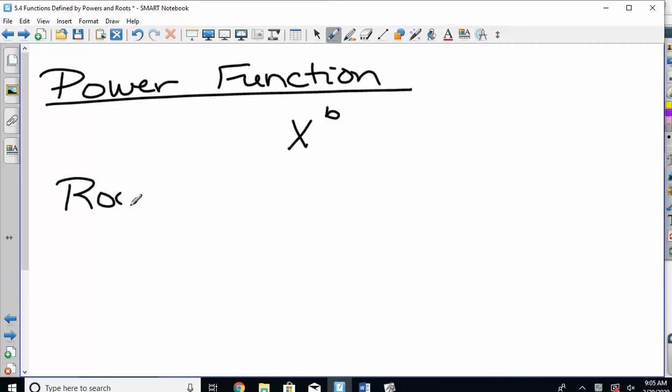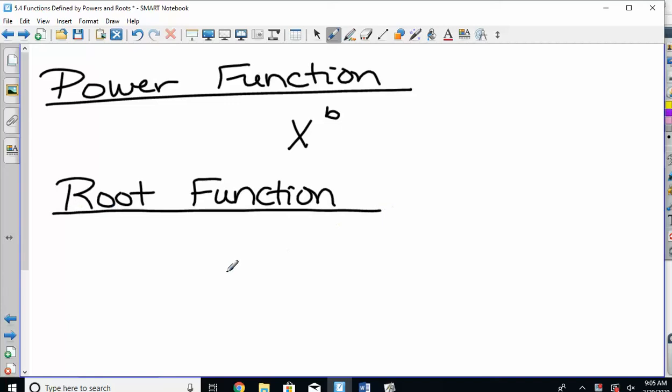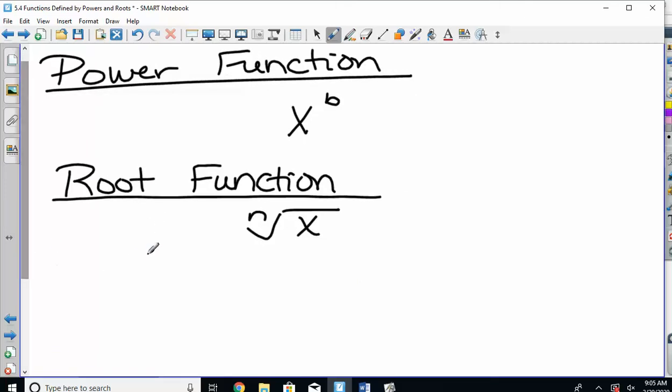A root function is like, I'm going to say an nth root of x. So it could be a square root, it could be a cube root, it could be a fourth root, anything like that. These things are related. There are power functions that are also roots.